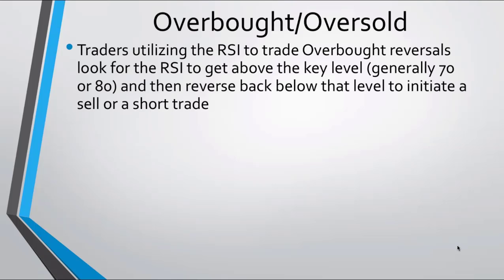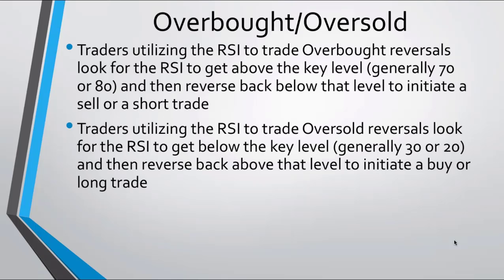Traders utilizing the RSI to trade overbought reversals look for the RSI to get above the key level, which is generally set at about 70 or 80, and then reverse back below that level to initiate a sell or a short trade. Traders utilizing the RSI to trade oversold reversals look for the RSI to get below the key level, which is generally set at 30 or 20, and then reverse back above that level to initiate a buy or a long trade.